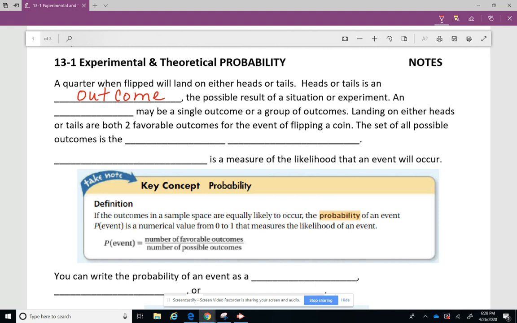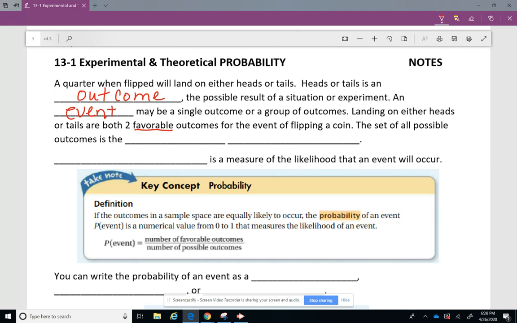All right. An event may be a single outcome or a group of outcomes. So you may be flipping a coin and seeing whether it lands on heads or tails, but you may be doing it like 10 times. And so that would be like an event. That's a group of outcomes. Landing on either heads or tails are both two favorable outcomes for an event of flipping a coin.